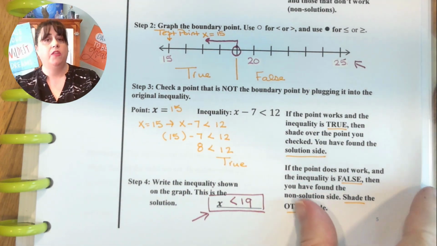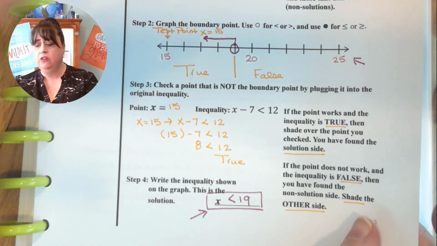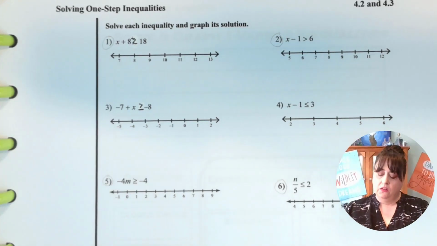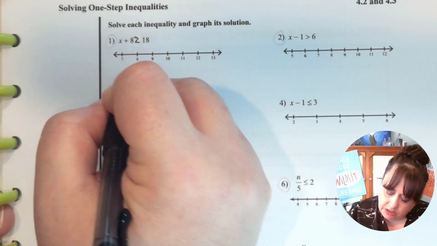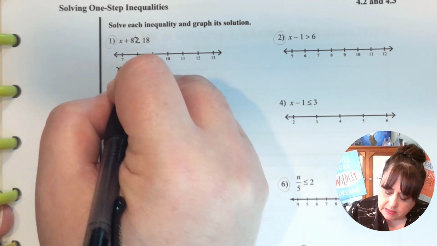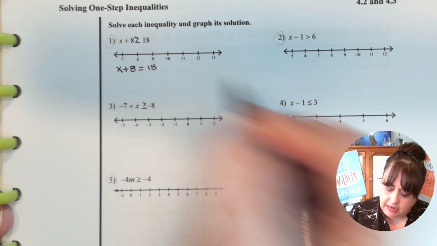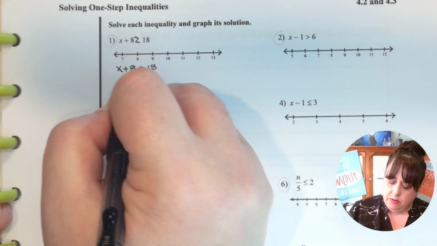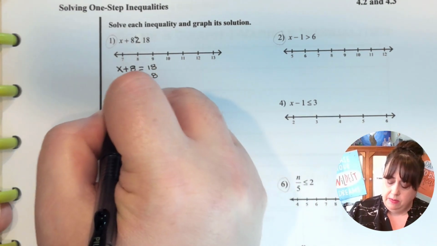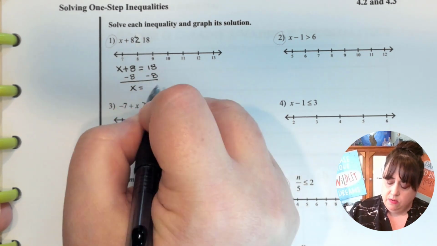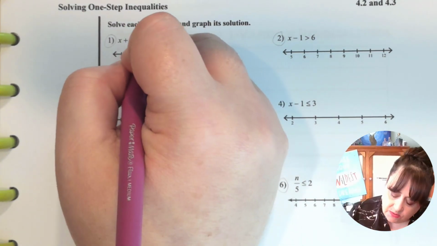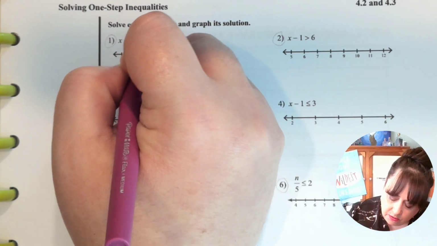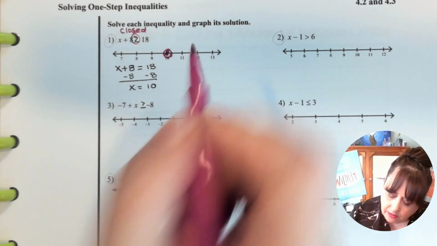So let's look at another one where we're going to just go through the whole problem. Let's look at number 1 on the next page. The first thing that we want to do is change it into the equation. So we're going to change it into x plus 8 equals 18 and solve it. We subtract 8 from both sides and we get x equals 10. That is the boundary. This right here tells me it's a closed circle. So at 10 I have a closed circle.